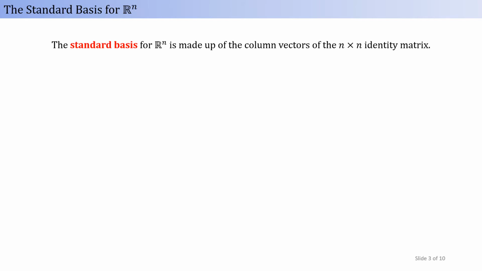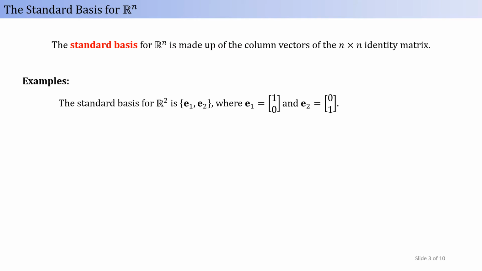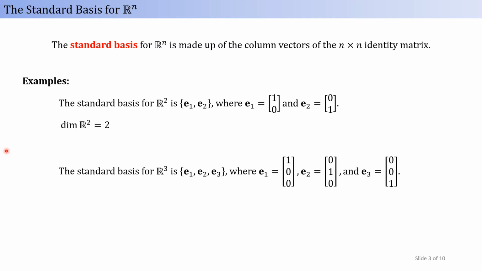There is something called a standard basis in Rn, and it's basically made up of the column vectors of the identity matrix. So the basis that we saw before for R2 is actually the standard basis. And there's a notation that people use with it, the letter E. So if you ever see that, it is referring to the standard basis vectors. Notice again the dimension is 2. For R3, the standard basis vectors would be these. Again, notice we use this E notation, and the dimension would be 3.